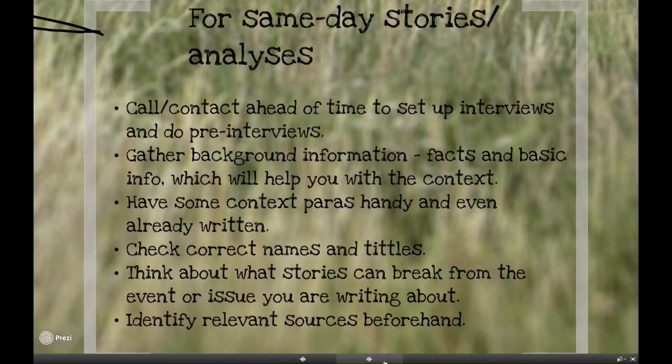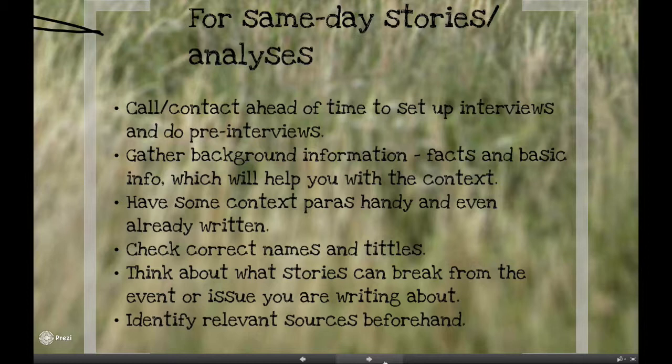For same-day stories or analysis, you have to contact or call ahead of time to set up interviews, do pre-interviews even, to get the context, gather background information, basic information about what the context of the story is. Even have some context paragraphs handy, already written, so you don't have to waste time doing that during the conference or during your interview.